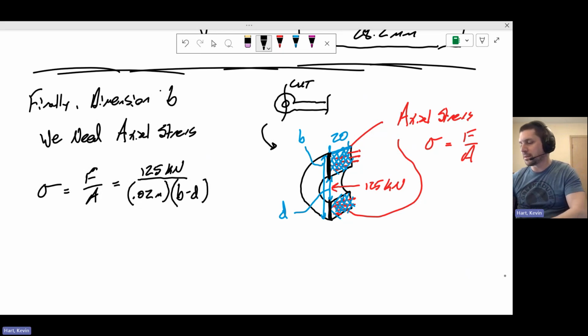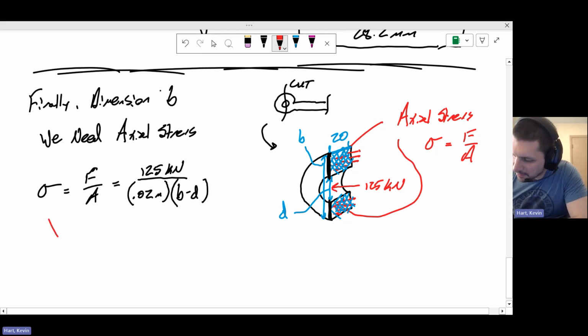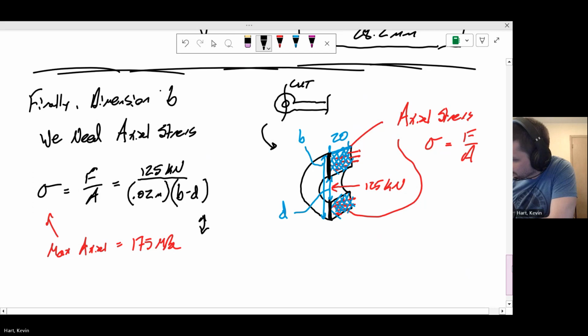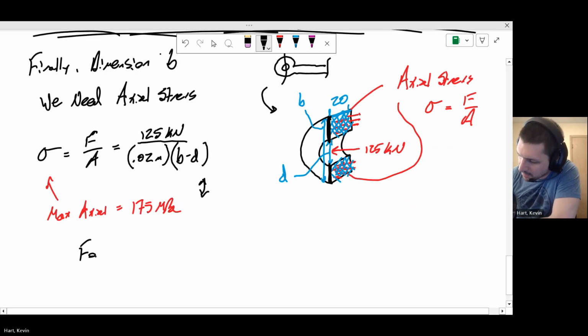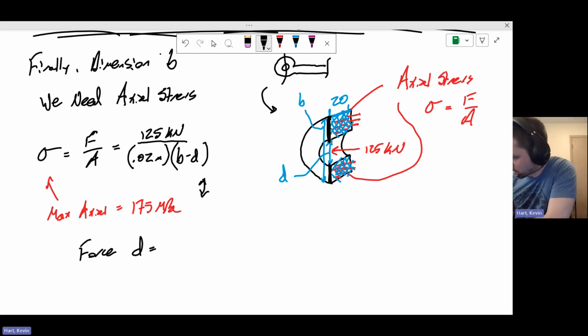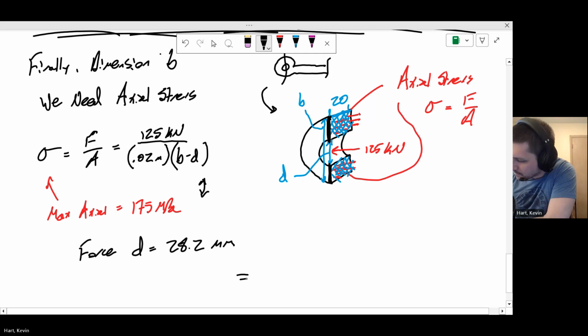All right. Either way, this is the setup. I'm going to place in here max axial stress, and I know that to be 175 MPa. That was given in the problem. And so I can put these two things together and solve. Since I'm going to force D to be the minimum diameter that we needed in a previous portion of the problem, which is that 28.2 millimeters, I can go ahead and solve this. And I'll find that the variable B must be equal to 63.9 millimeters.